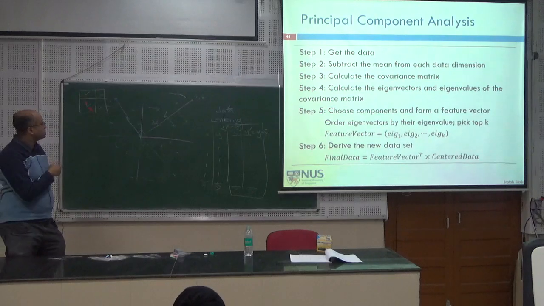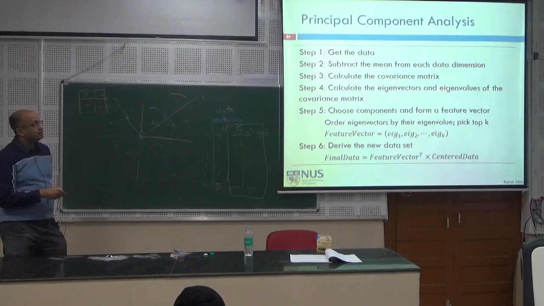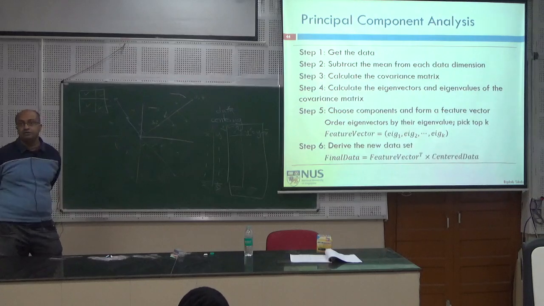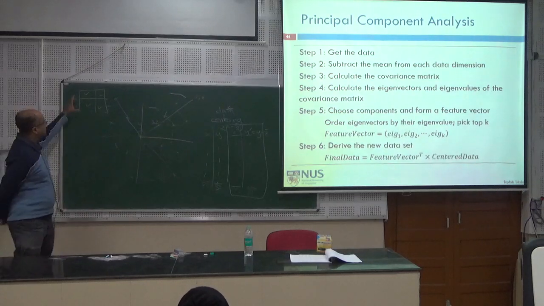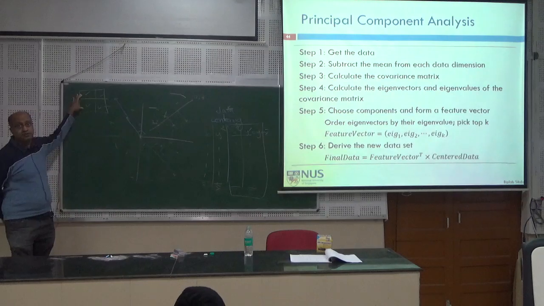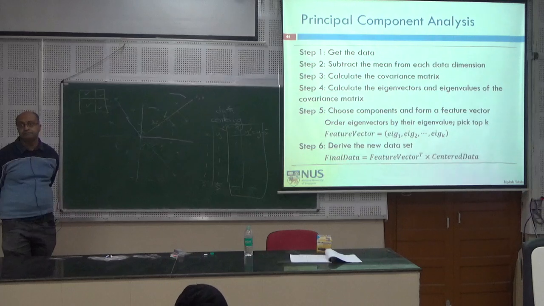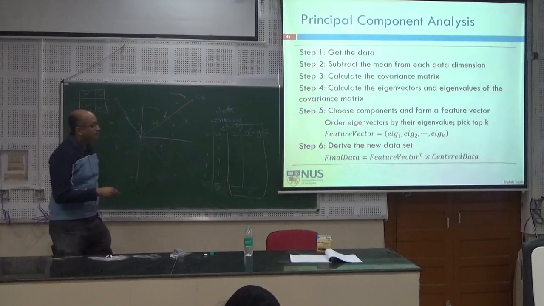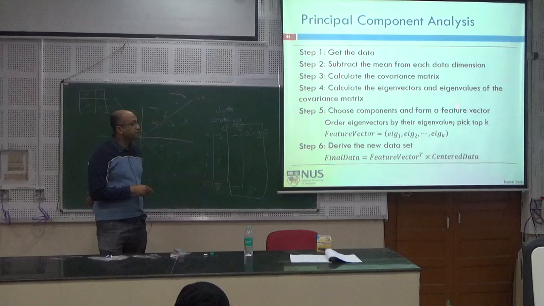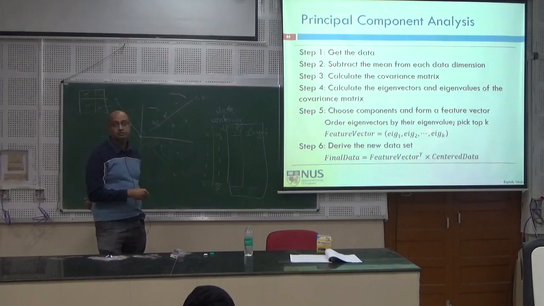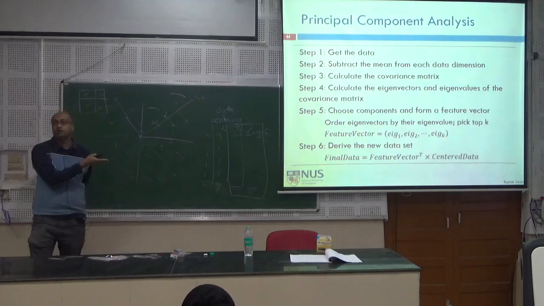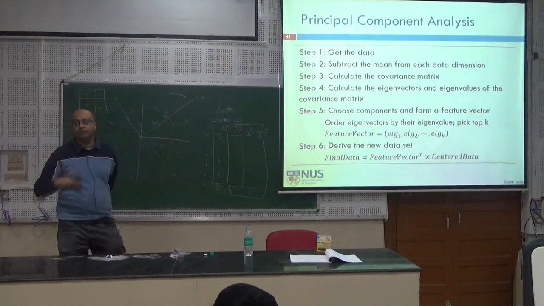Now for this particular matrix, I will calculate the eigenvectors and the eigenvalues. So I calculate the eigenvectors and eigenvalues of this covariance matrix. So hopefully I get 2 eigenvectors and 2 eigenvalues. Fine. And now I have 2 eigenvectors and 2 eigenvalues. I will order the eigenvectors by their eigenvalue. In this case, I will have 2, one higher, one lower. Now you can pick how many dimensions you want.